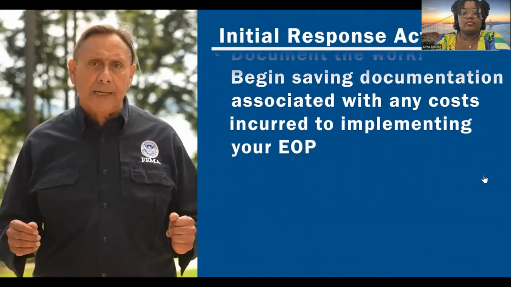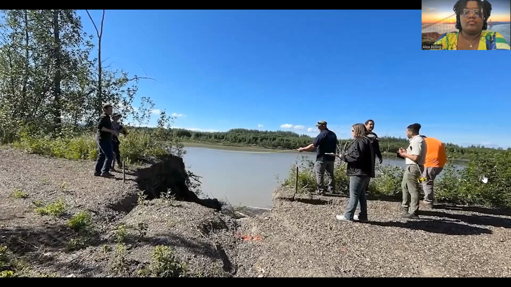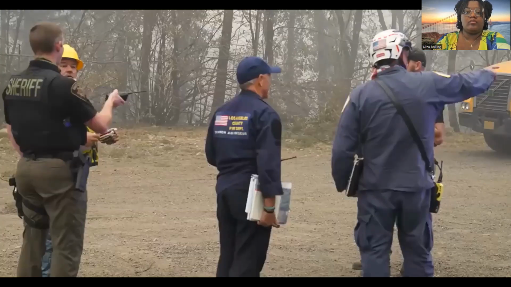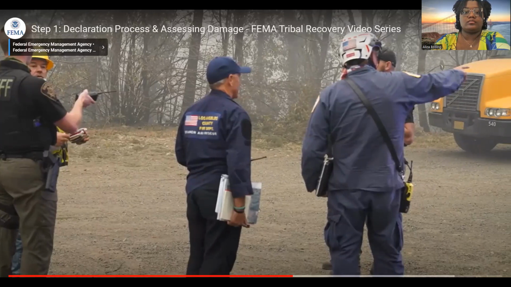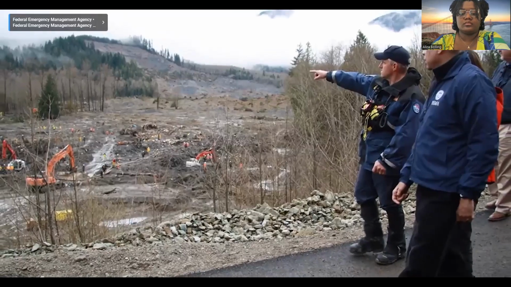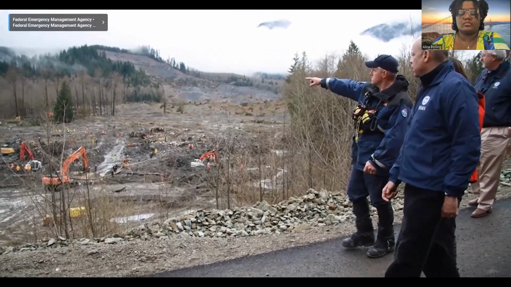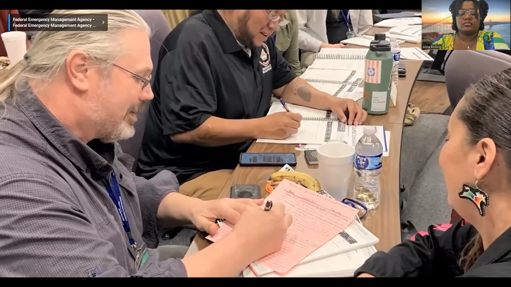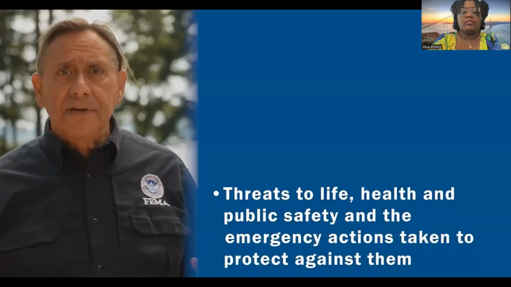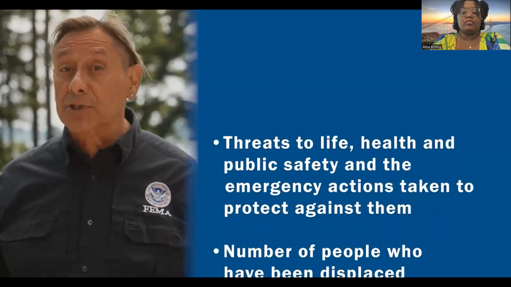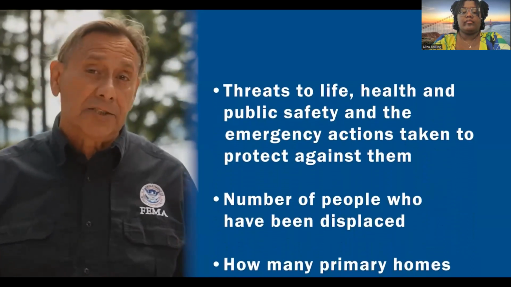The disaster declaration process starts at the local level, where damage information is initially collected with tribal authorities. FEMA can provide you with an initial damage assessment checklist to support the collection and assessment of damage. The tribe collects initial damage estimates to identify unmet needs, damage such as threats to life, health, and public safety, and the emergency actions taken to protect against them.